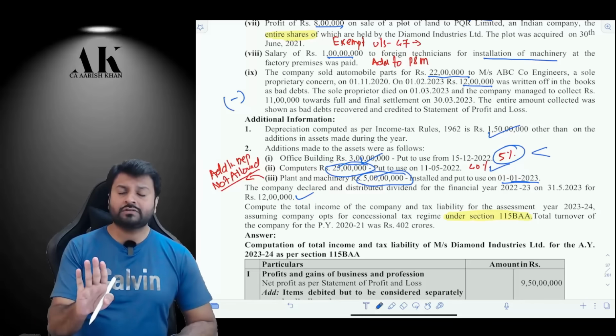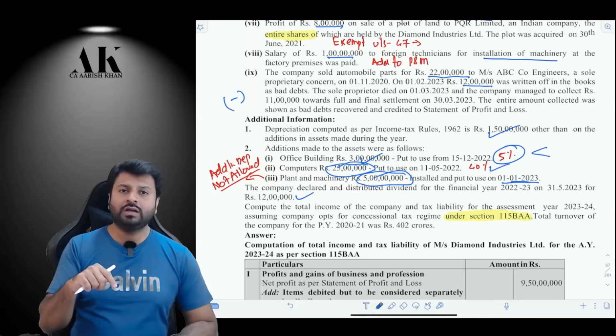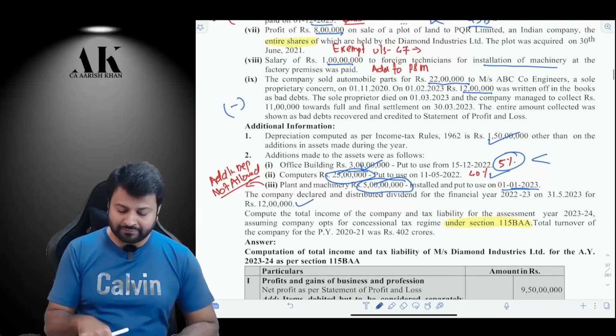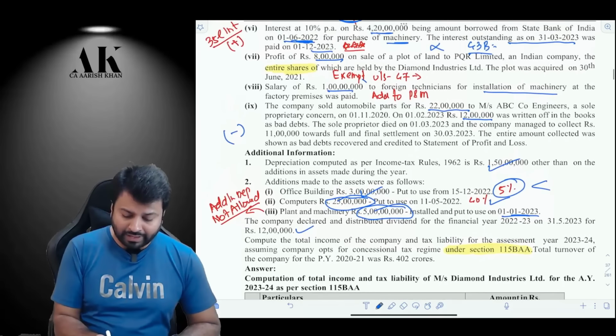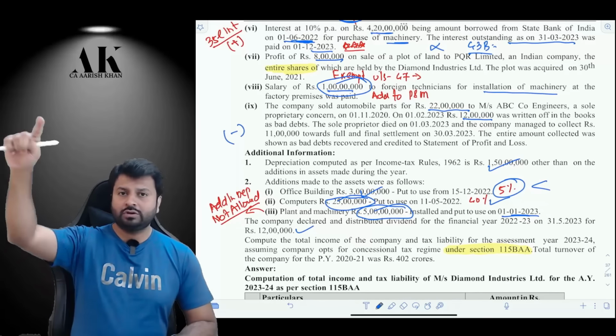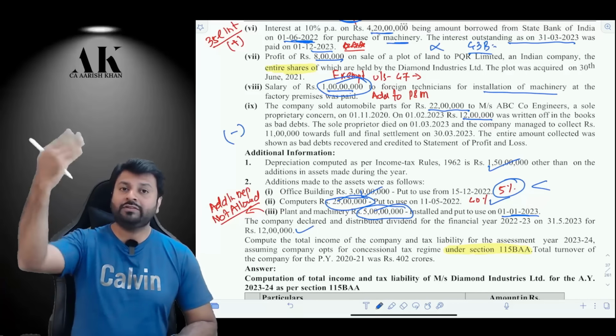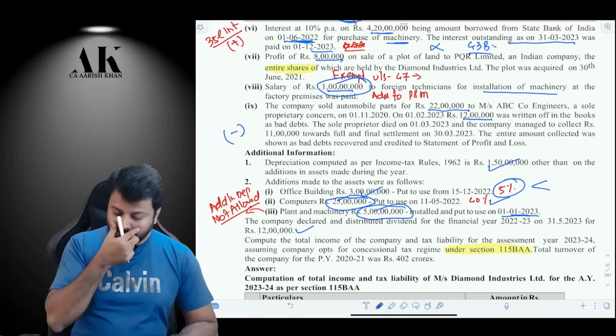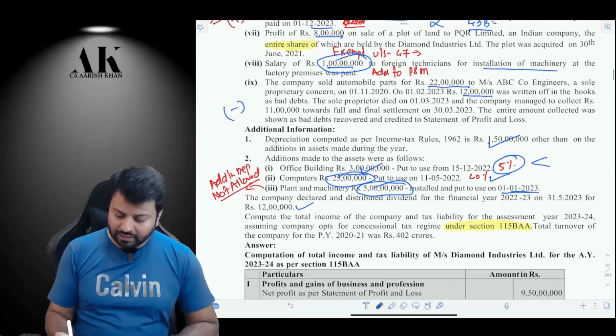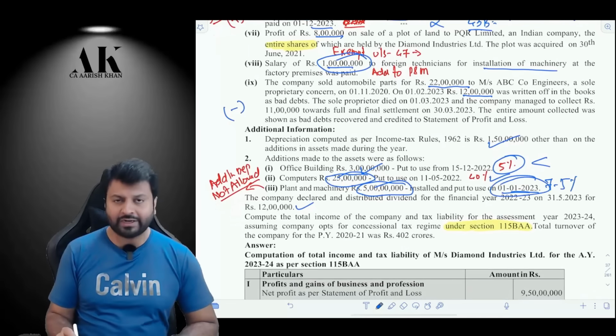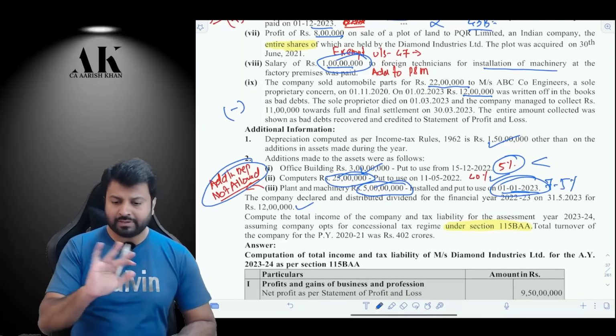50 crore is the basic cost of the machinery. Plus you have to add this 1 crore rupees paid to a foreign technician, which you have to capitalize. Plus you also have to add the pre-use interest, that is 24.5 lakhs, which you have computed. And on that amount, you are going to claim depreciation at the rate of 7.5% because it is used for less than 180 days. You are not going to get a deduction of additional depreciation. Forget about it.